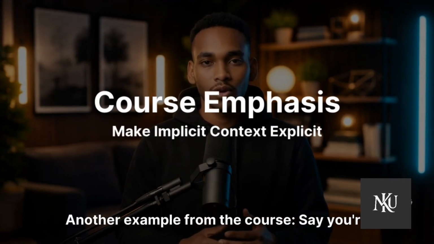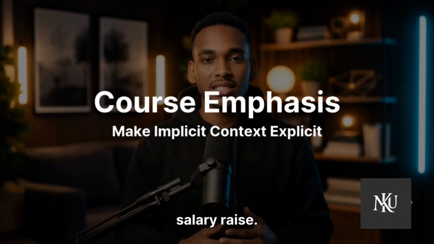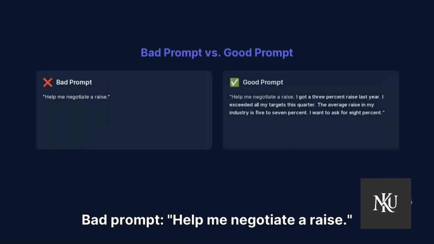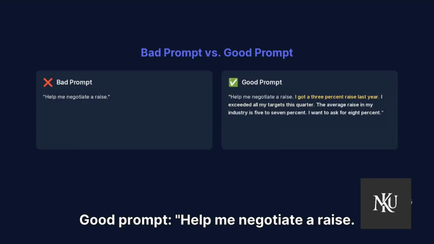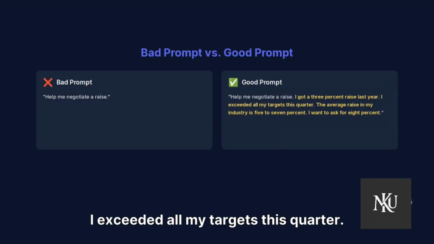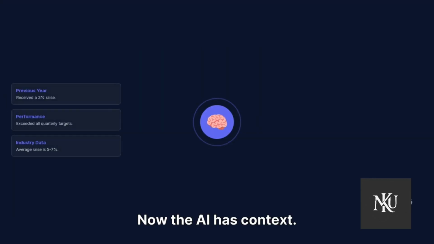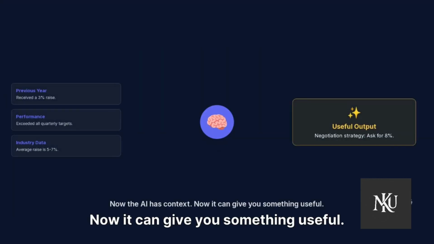Another example from the course, say you're asking AI to help you negotiate a salary raise. Bad prompt, help me negotiate a raise. Good prompt, help me negotiate a raise. I got a 3% raise last year. I exceeded all my targets this quarter. The average raise in my industry is 5 to 7%. I want to ask for 8%. Now the AI has context. Now it can give you something useful.